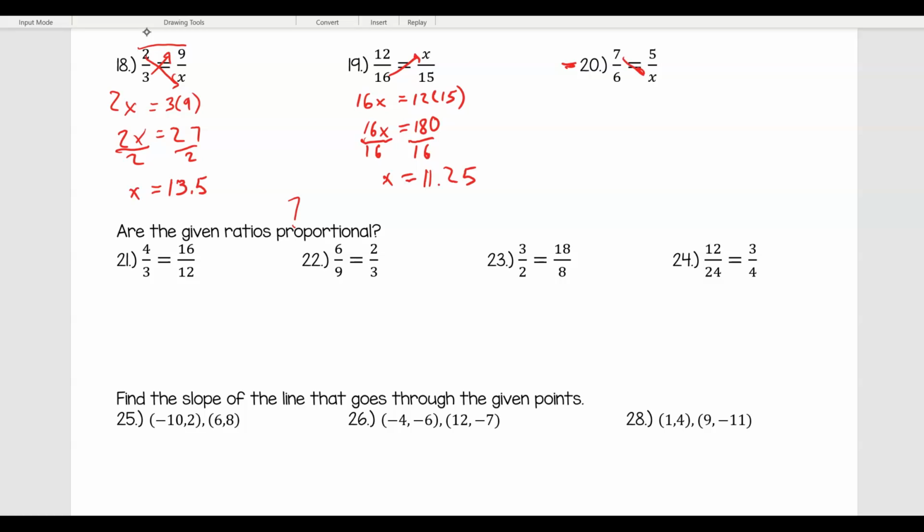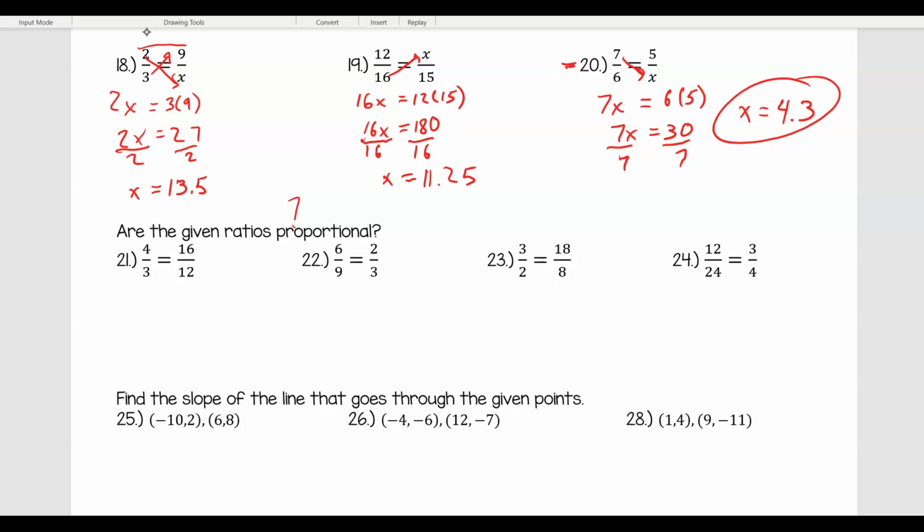So if we cross multiply correctly here, we have 7x, 7 times x, equals 6 times 5. We're going to cross multiply. So I have 7x equals 30. So we have to divide both sides by 7 here to solve for x. So we have 30 divided by 7, and that is, to one decimal place, 4.3. Okay, so hopefully we got that.